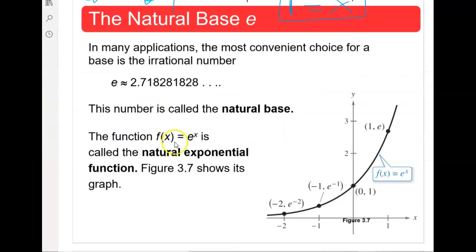Let's move on to the next concept here, which is the natural base e, the number e, which is approximately 2.71828, and it is the second most famous irrational number. And I say the second most famous because the most famous is pi. The second most famous irrational number.